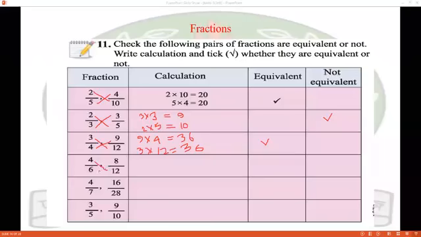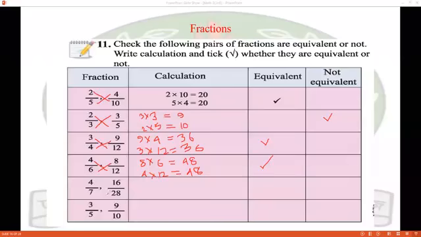Here we multiply crossly. At first 8 and 6, 48. Then 4 and 12, so 48. So they are equivalent. If equivalent, you have to use a tick mark on the equivalent row.